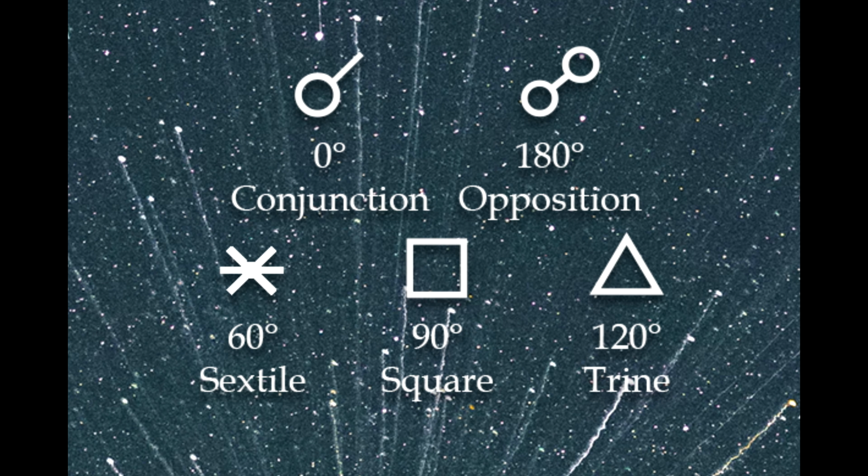The next is the sextile, which takes place between two planets about 60 degrees apart. Next is the square, which takes place between two planets that are about 90 degrees apart. Then the trine, which takes place between planets that are about 120 degrees apart. And then finally, we have the opposition, which takes place between planets that are about 180 degrees apart.